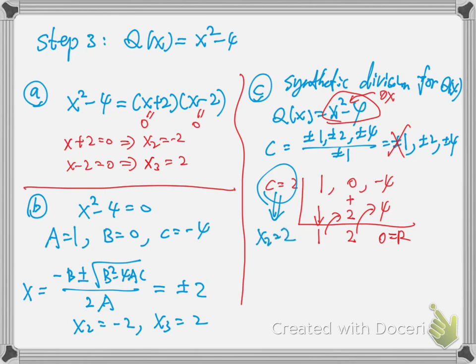So now where can we get x3? This new quotient, let's call this q star of x, will be x plus 2. So this is equal to 0, then we get x3 is negative 2. So that's the third way to find x2, x3. The order doesn't matter. Anyway, they are the 2 numbers, 2 and negative 2.